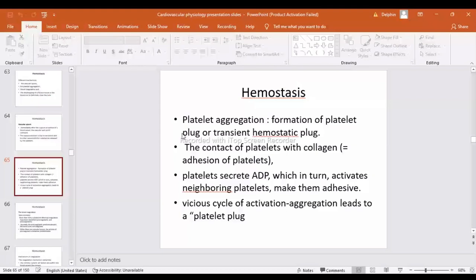First of all, remember there is a rupture. After rupture, there is vasoconstriction. This is a self-action of blood vessels. Okay? After that, there is a secretion of serotonin from platelets to enhance vasoconstriction. And also we have this platelet aggregation induced by adenosine diphosphate and collagen.